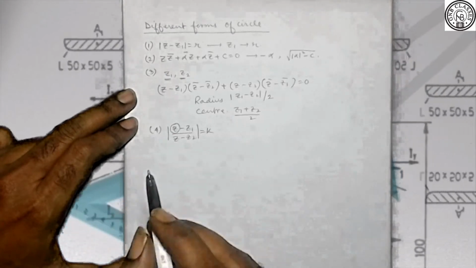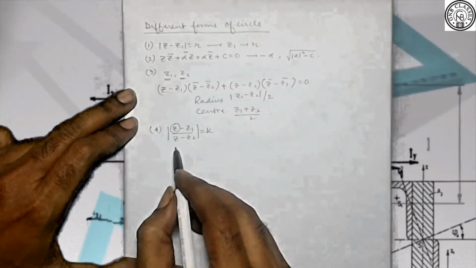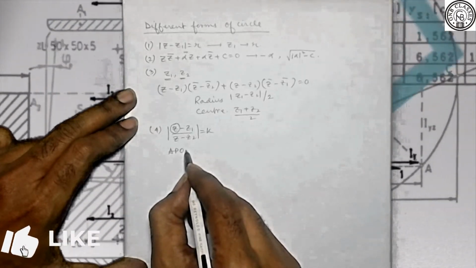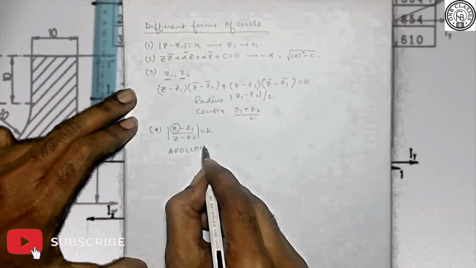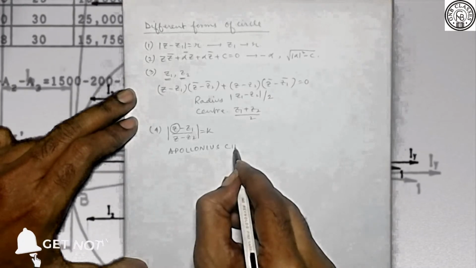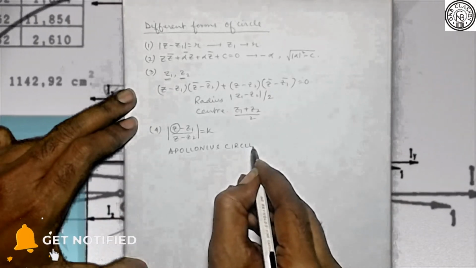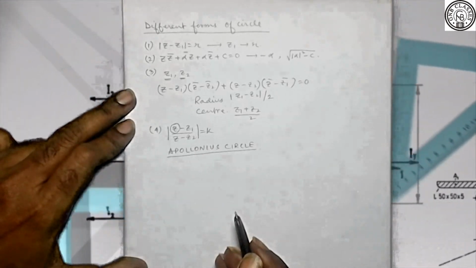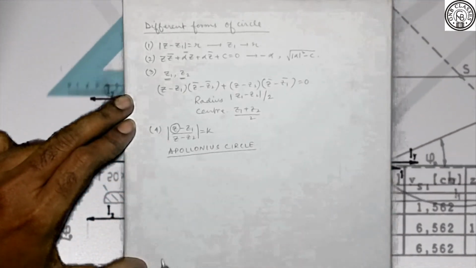Okay. Now the circle we have discussed right now is basically called the Apollonius Circle. Okay.